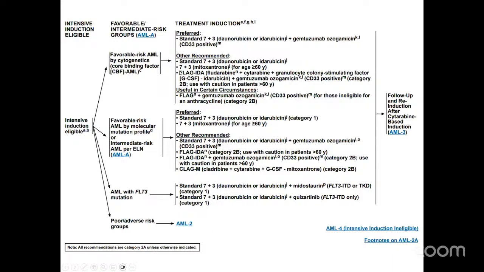Then again, going through this, there are 4 slides on this, and we don't have to read through them at all. This is from the NCCN guidelines. What I'm just trying to show you over here is that based on those ELN guidelines, based on whether it is favorable, whether it has a FLT3 mutation, whether it is poor, the recommendations for therapy are slightly different.